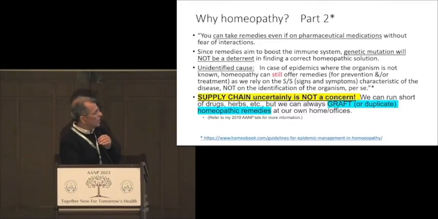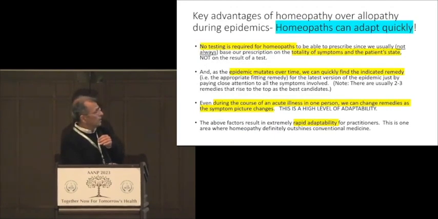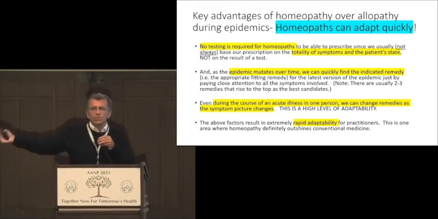Why homeopathy? There are a lot of reasons for why homeopathy. You can read that. One relevant reason is that we don't have to worry about supply chain uncertainty because, again, we can potentize these remedies. Homeopathy can adapt quickly. That's the key advantage we have. As the epidemic mutates over time, we can quickly find the indicated remedy, right? If we were to change the vaccine, I don't think we've even changed the vaccine. The vaccine presently for COVID is what we had 2-3 years ago. It's the original vaccine as far as I know.